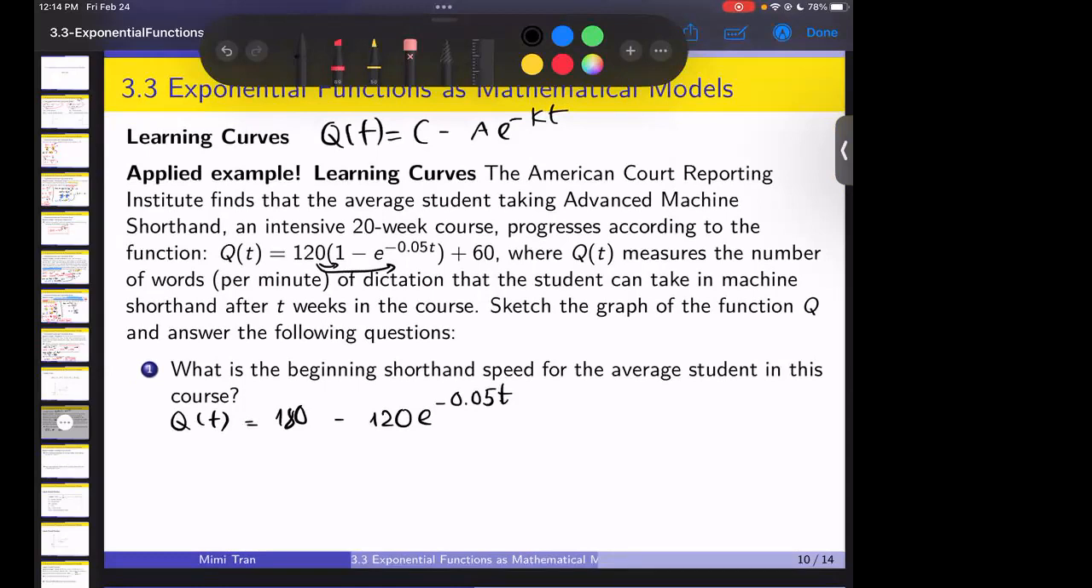You asked me a question about where 180 came from. I distribute 120, you see, I have a little arrow there. 120 times 1 is 120, then you add it to 60. T is time. Q of T is the speed, which is just the rate.